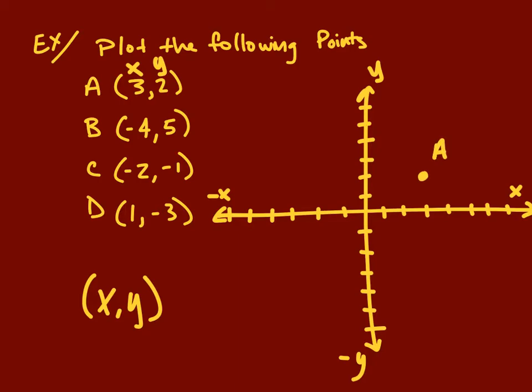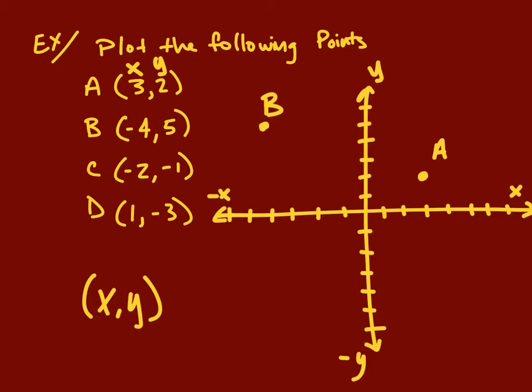Now for point B, this is the point negative 4, 5. Again, start at my origin, and because my x value is negative, I want to move left, because that's my negative x. So I'm going to move to the left 1, 2, 3, 4, and then my y value is a positive 5. So I'm going to move up 5 units: 1, 2, 3, 4, 5, and that's going to be the location of point B.